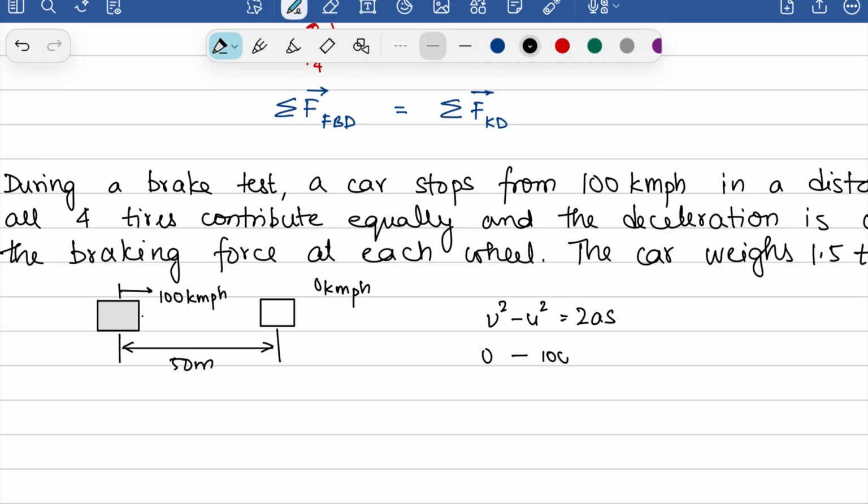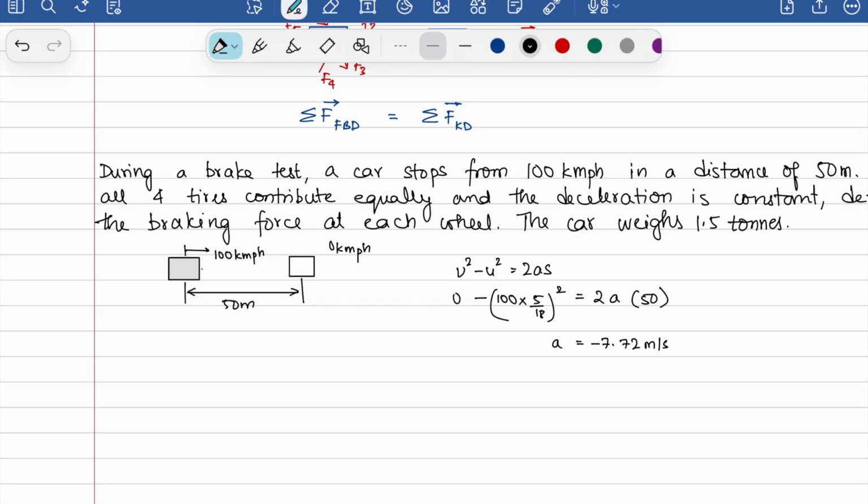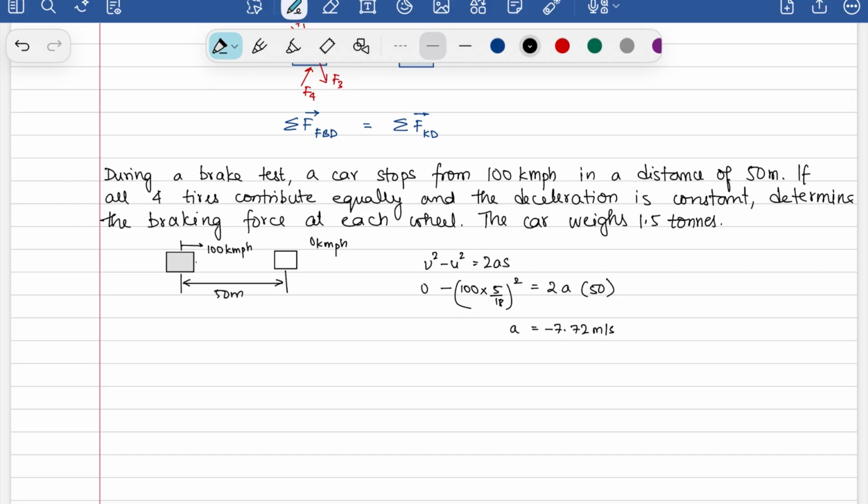U is 100 times 5 over 18, because you want to keep the units constant. Since here I'm doing 2a times 50 meters. From this, you get that the acceleration is minus 7.72 meters per second squared. Okay, so we have the acceleration.